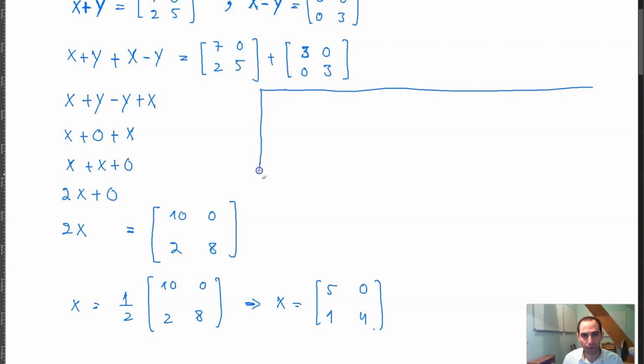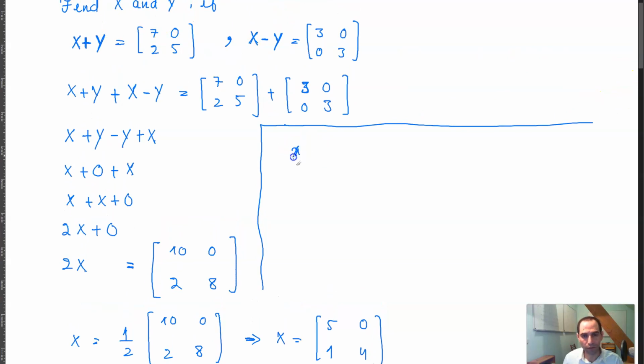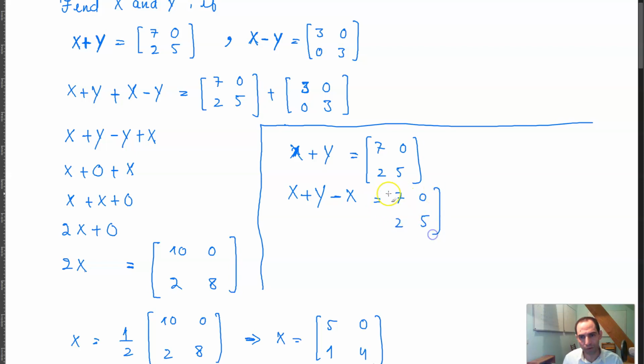Now since I know what X is, I can use it here. Since I know that X plus Y, for example, is equal to 7, 0, 2, 5. Now X is this matrix, and if you want to get Y on one side of the equation, you can write X plus Y and subtract an X is equal to 7, 0, 2, 5, and subtract the same X here.